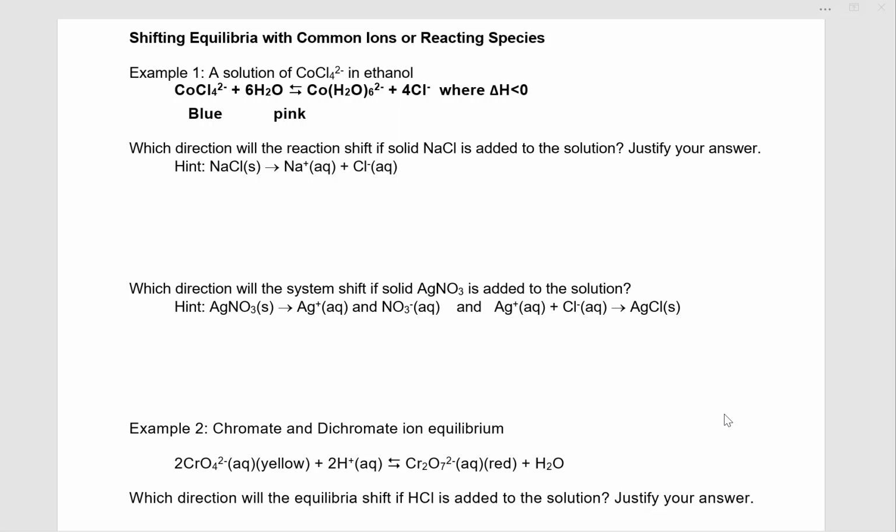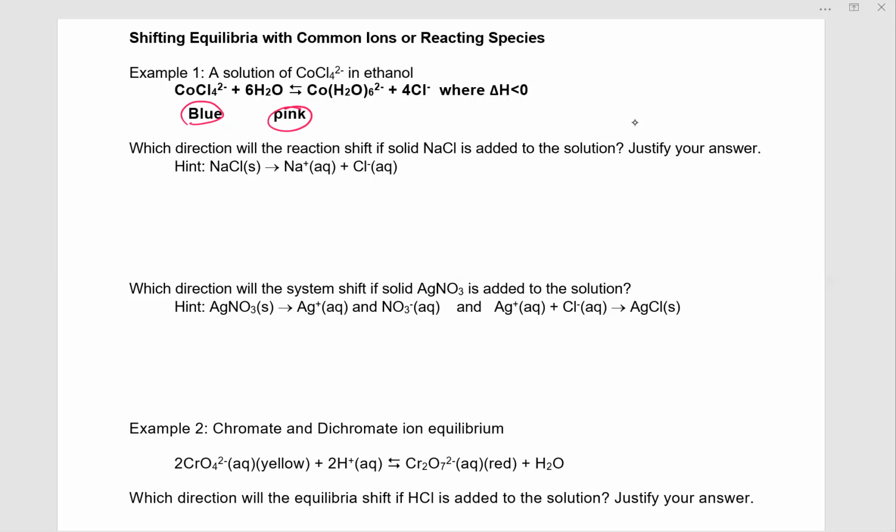We're going to add what are called common ions. Those are ions that are already present in the equilibrium, or we're going to add something that will react with things that are in the equilibrium. So let's take a look at an example here. We've got a solution of cobalt tetrachloride in ethanol, and we can see from the equilibrium that we have pink and blue. So one of them is blue and the other one is pink.